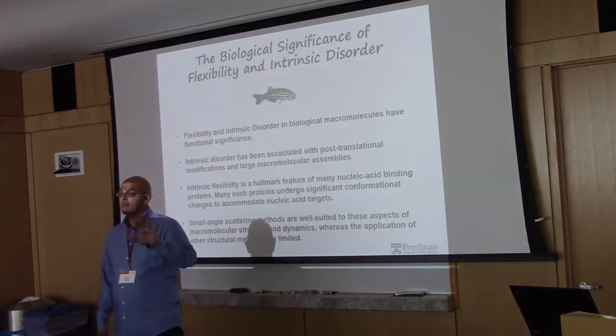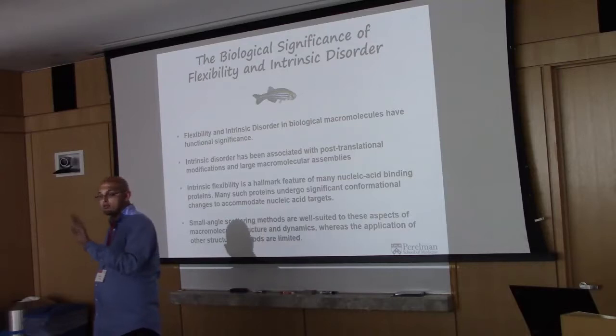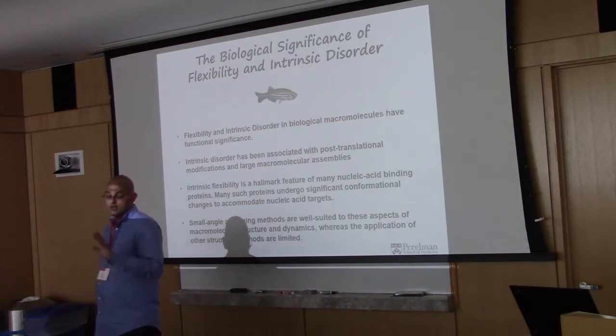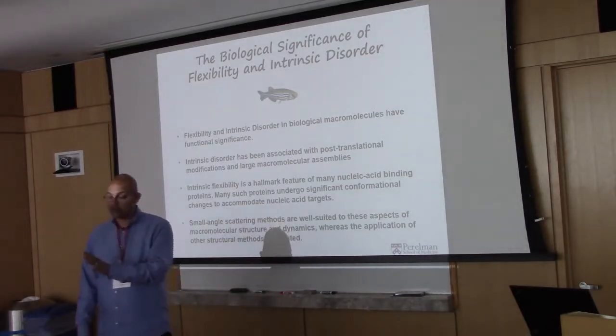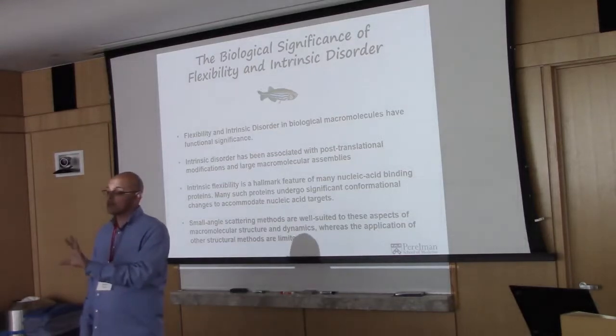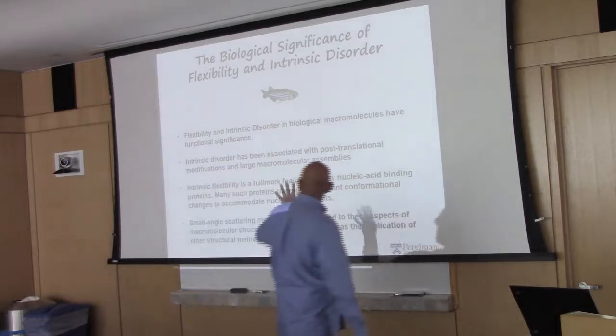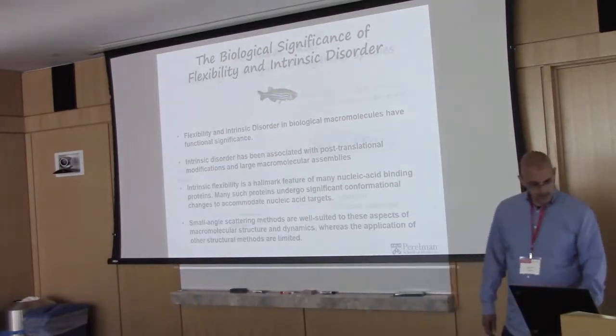But a lot of biology relies on this intrinsic flexibility and disorder as normal innate properties of these macromolecules. And so small angle scattering is wonderfully well positioned to directly address those properties, whereas other techniques may not be. I'll just leave it simple like that.